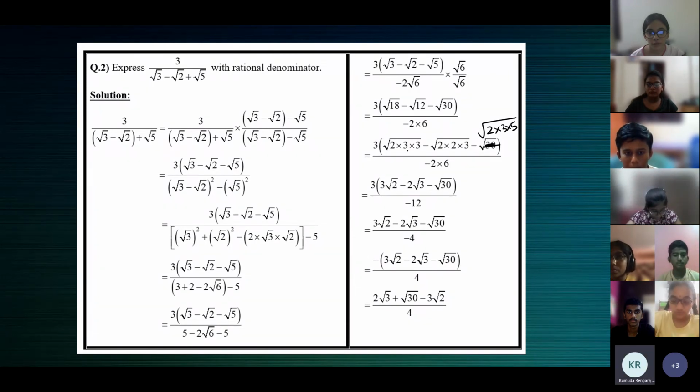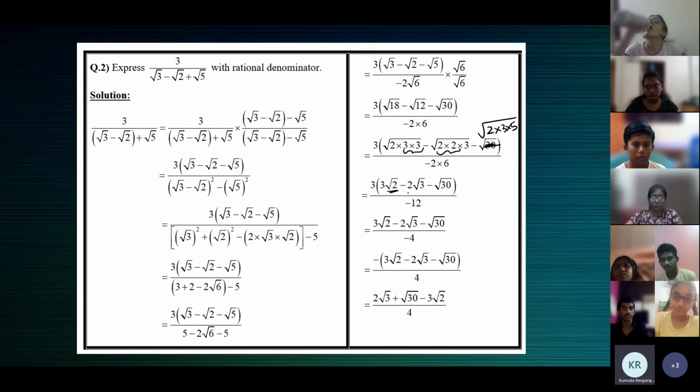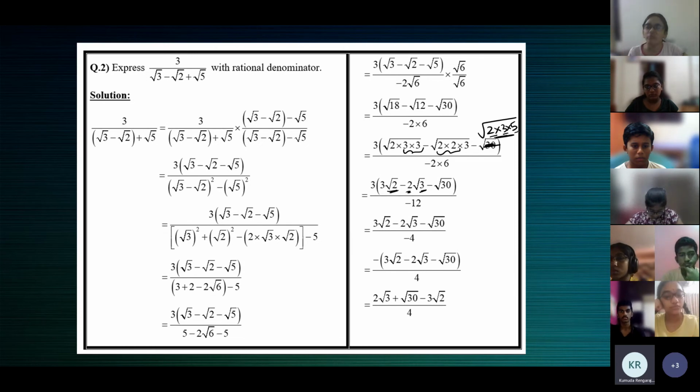Now next you can see here, from 2 3s, 1 3 comes out, 3 root 2. From 2 2s, 1 2 comes out, root 3. And from this one, nothing comes out because only 1 2, 1 3 and 1 5. So we put back root 30. Am I clear, children?